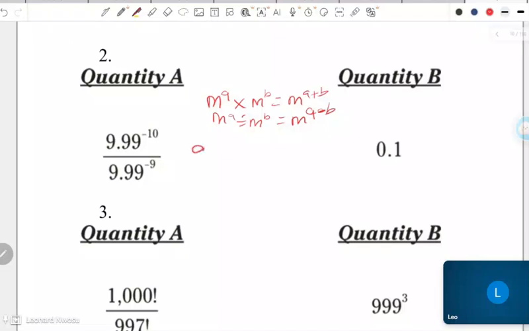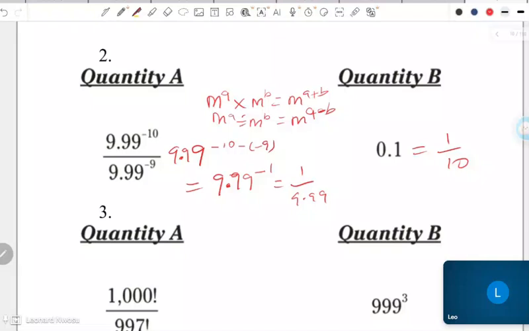So now this is the same thing as 9.99 raised to the power minus 10 plus 9, which is minus 1. So this is 9.99 raised to the power negative 1. But we know that 0.1 is 1 over 10. And 9.99 raised to the power minus 1 is 1 over 9.99.